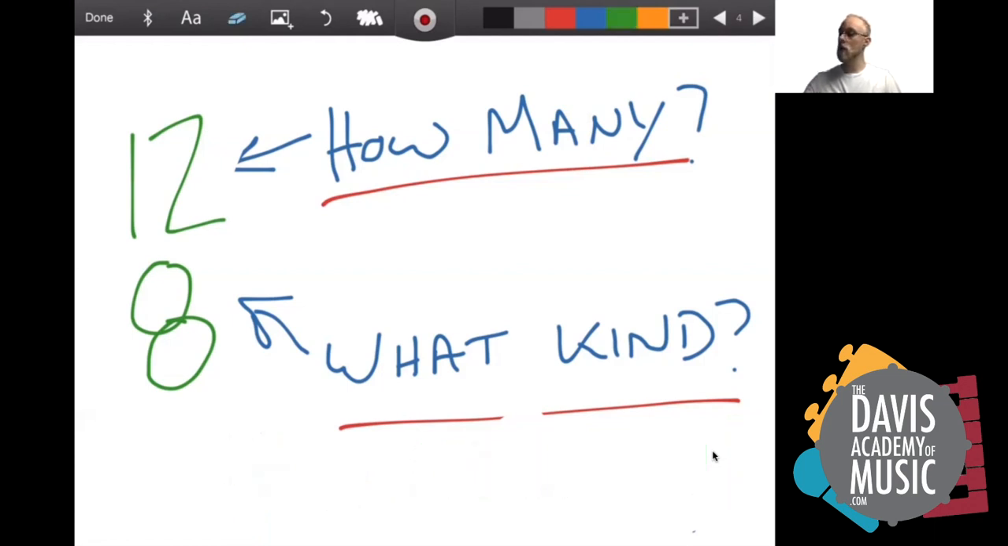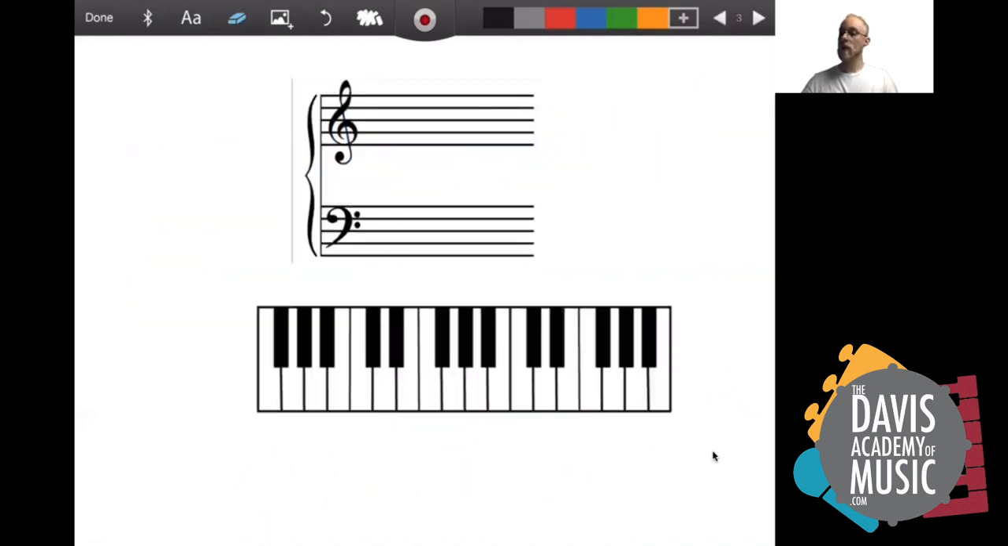Now, let me show you real quick what that looks like on a staff. We want to have the key signature come first. So let's say I were to write in the key of G major, which has 1 sharp. We want to put the key signature first in the treble clef and in the bass clef. And then we want to put the meter or the time signature right after that. So let's pick 3/4.